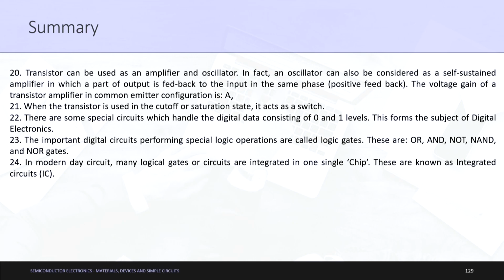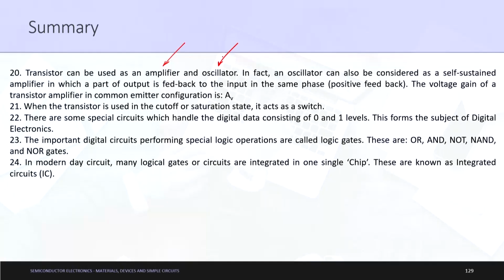So, transistors can be used as an amplifier and an oscillator. We understood the complete functioning of amplifier also. We understood why the output obtained is amplified, and it is 180° out of phase also. We understood the complete working of oscillator. In fact, an oscillator can also be considered as a self sustained amplifier. We understood what is the meaning of self sustained amplifier. So, it basically does not need any input again and again, in which a part of output is fed back to the input in the same phase, which is positive feedback. We understood the feedback mechanism also there in the oscillator.